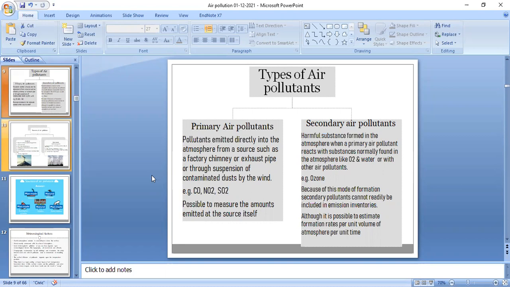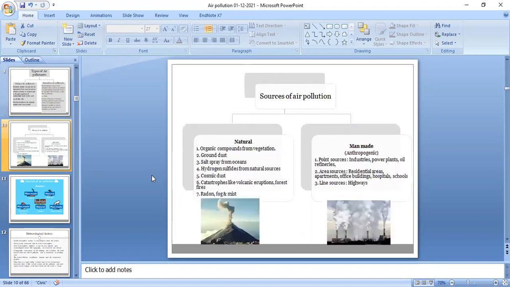Now the secondary air pollutants. These are the harmful substances found in the atmosphere when a primary air pollutant reacts with substances normally found in the atmosphere, like oxygen and water, or with other pollutants. An example is ozone. Because of this mode of formation, secondary pollutants cannot readily be included in emission inventories, meaning that it is difficult to measure their amount, although it is possible to estimate formation rates per unit volume of atmosphere per unit time.